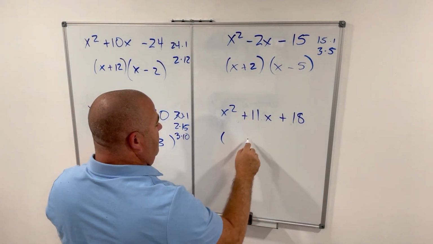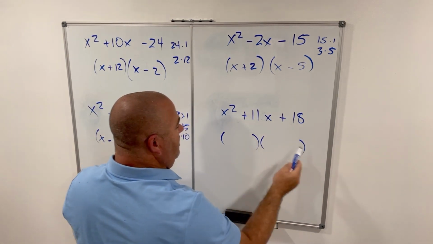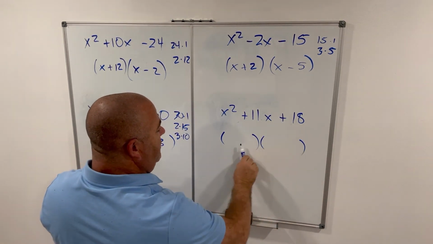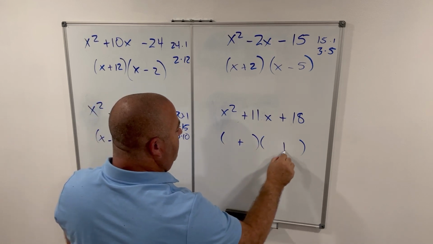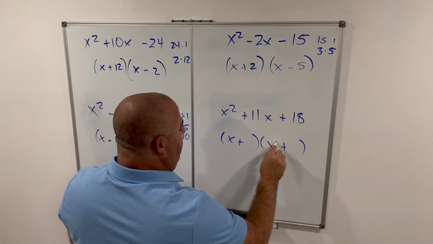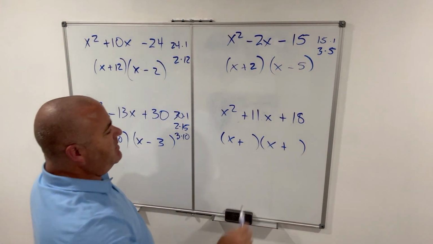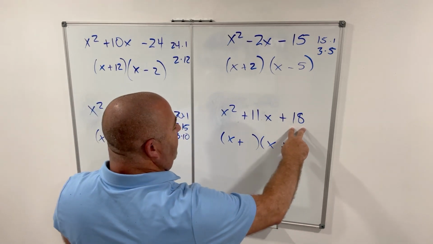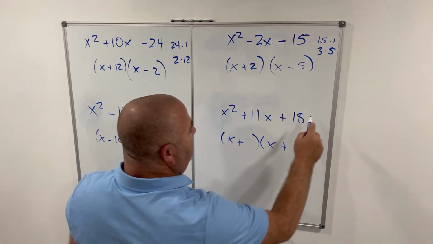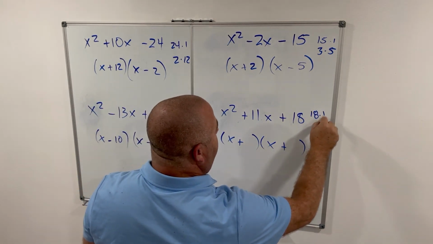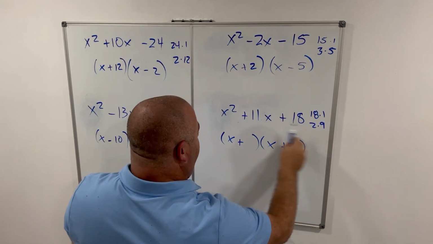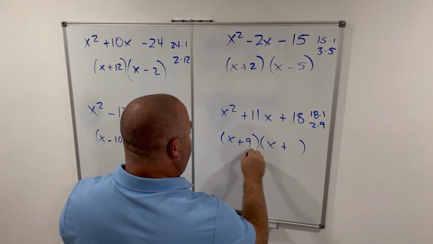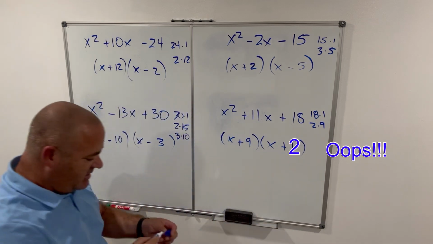Here, we're going to do the same thing. We're looking at this sign. That means both of these are going to be the same sign, and in this case, they're both going to be positive. So we know we're going to have x plus for both of our binomials. This time, we're looking for factors of 18 that add to 11. So we can do 18 times 1. Obviously, that doesn't work. 2 times 9. 2 plus 9 is equal to 11. So that's how it factors.